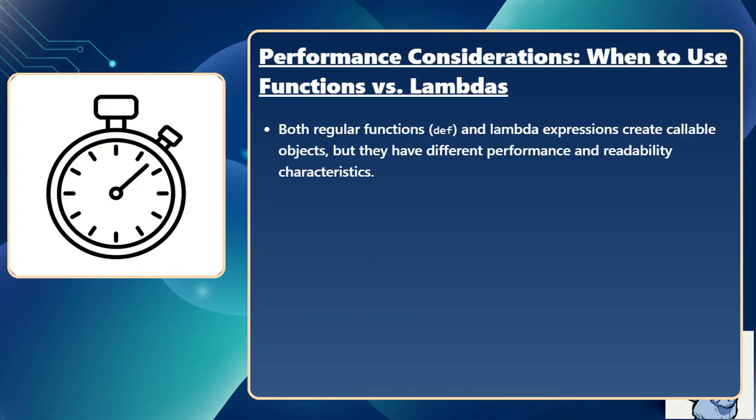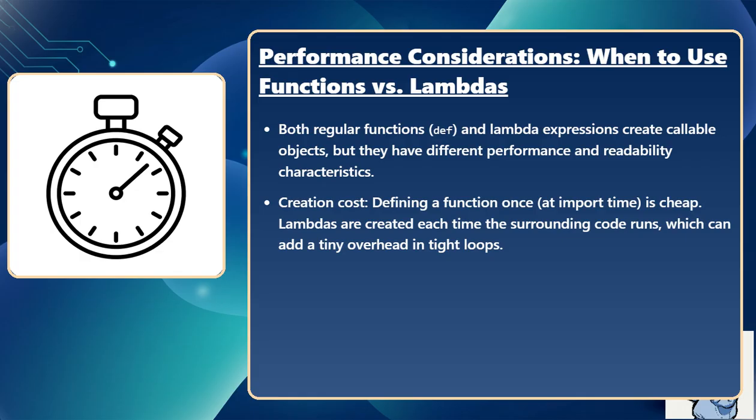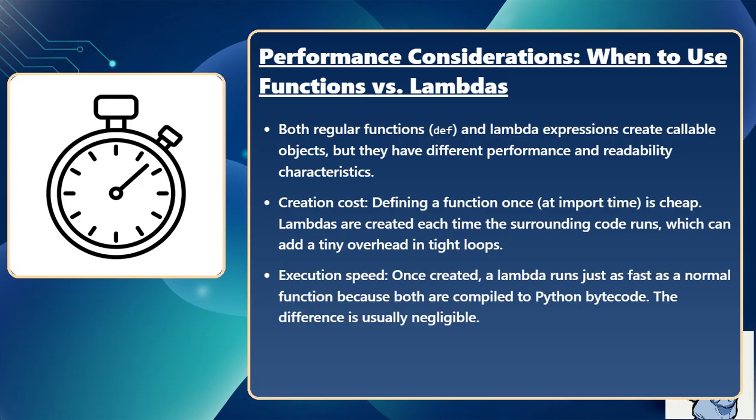Both regular functions (def) and lambda expressions create callable objects, but they have different performance and readability characteristics. Creation cost. Defining a function once at import time is cheap. Lambdas are created each time the surrounding code runs, which can add a tiny overhead in tight loops. Execution speed. Once created, a lambda runs just as fast as a normal function because both are compiled to Python bytecode. The difference is usually negligible.